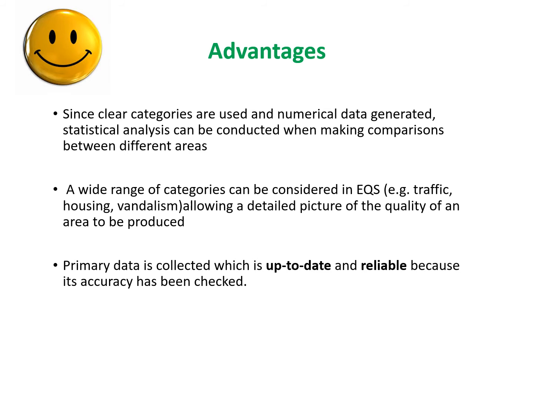The other advantage is that we can use a wide range of categories to establish the quality of the environment, and we can be quite flexible with those as well. We can add in certain ones which we think will be informative, for example, traffic, housing, vandalism, and that can allow us to really build up a very detailed picture of the quality of an area. And finally as well, we've got primary data which is collected, and that primary data is therefore up to date and it's reliable because we can vouch for its accuracy.